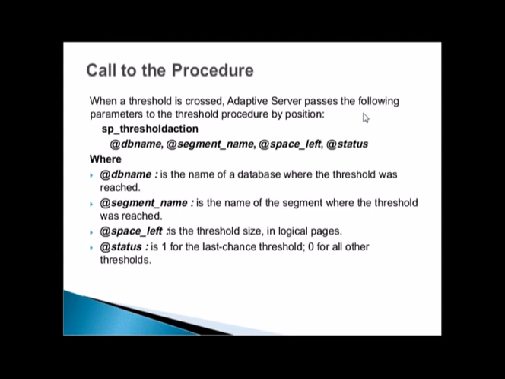dbname is the name of the database where the threshold was reached. segmentname is the name of the segment where the threshold was reached. space_left is the threshold size in logical pages. And status is 1 for the last chance threshold and 0 for all other thresholds. So if it is 1, then we should take the appropriate action, because this is the last chance threshold.